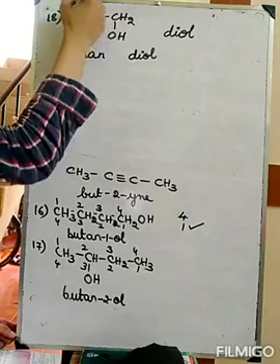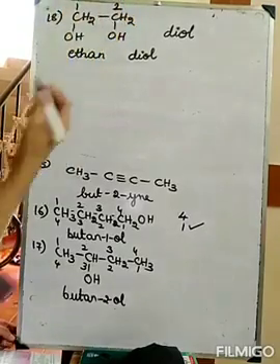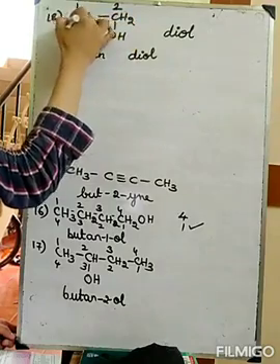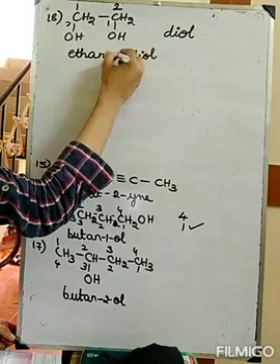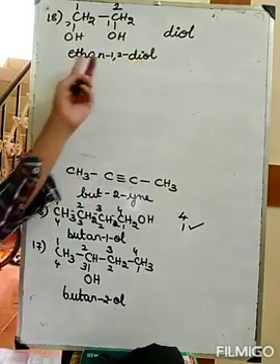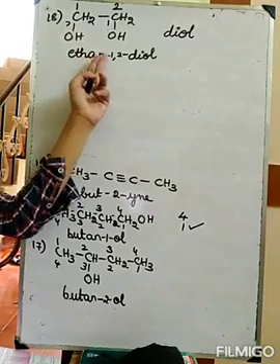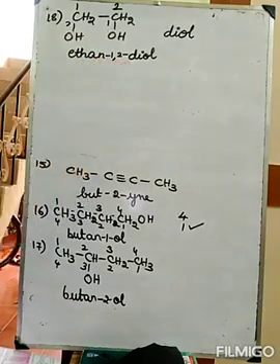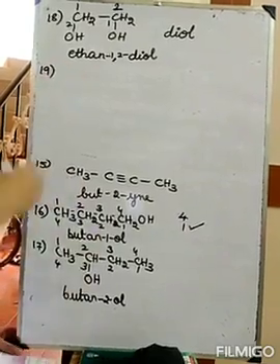Now you have to mention the position. So first position and second position. When you number from this side also, you will get 1 and 2 only. So ethane-1,2-diol. Between the numbers you should put a comma. Between the word and the number you should put a hyphen. Ethane-1,2-diol. Next.